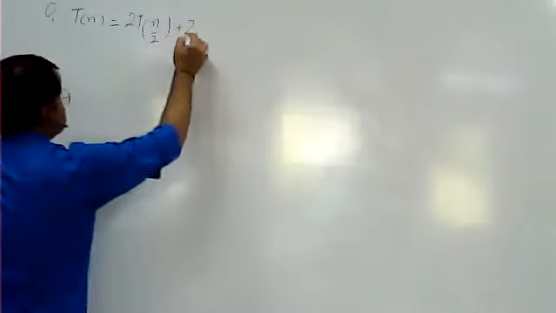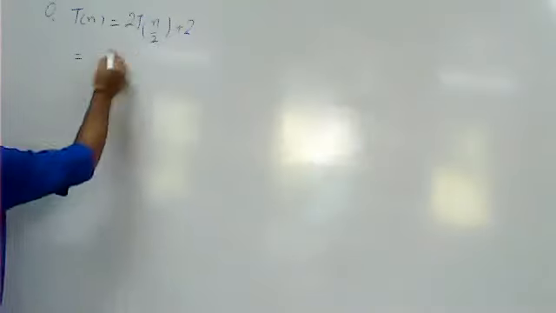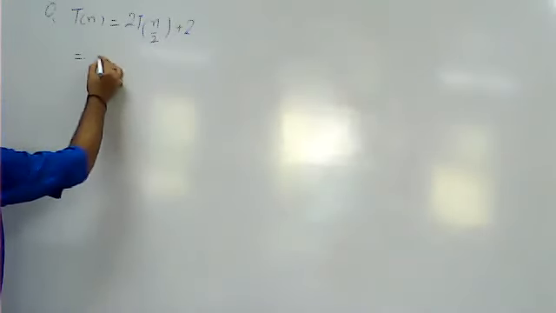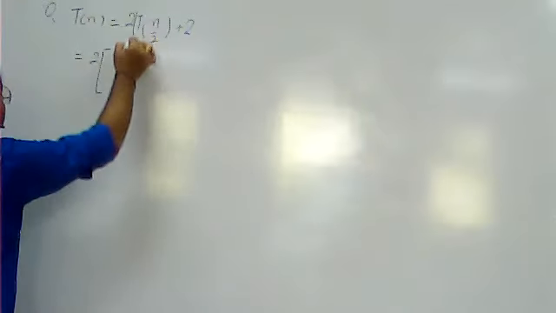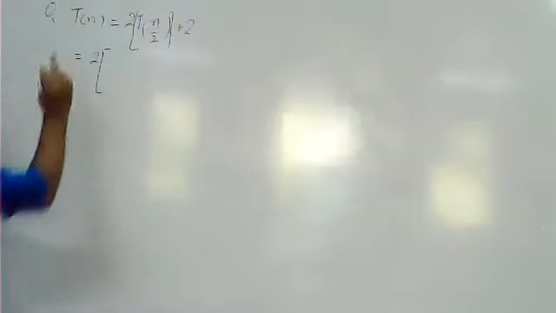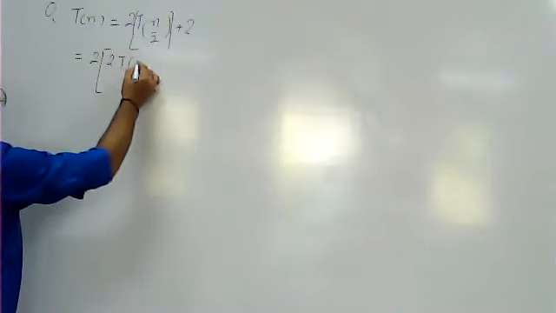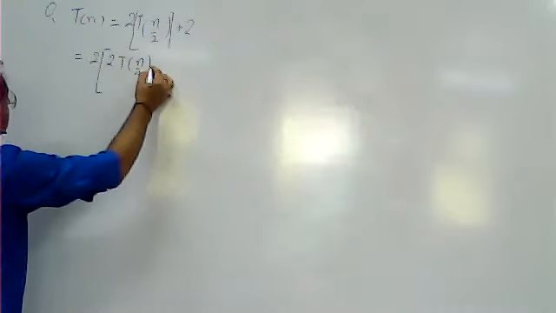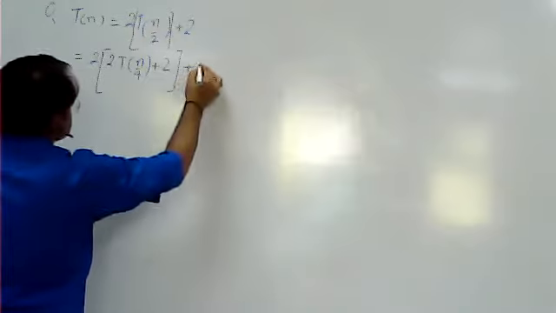See this question: T(n) = 2T(n/2) + 2. So this recurrence we have to solve using substitution. Again we'll substitute the value of T(n/2). See how to substitute? 2 is outside, T(n/2). When we substitute it, we'll get T(n/4) plus 2 plus 2.